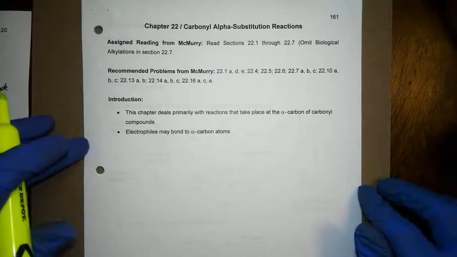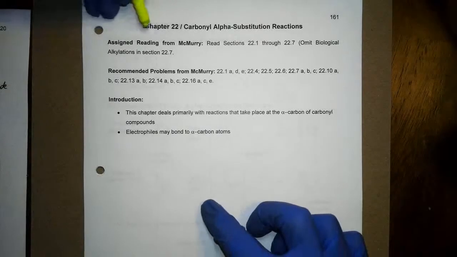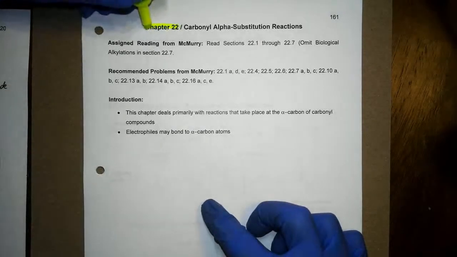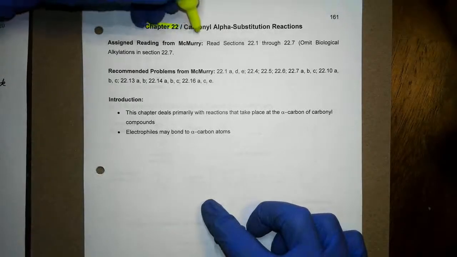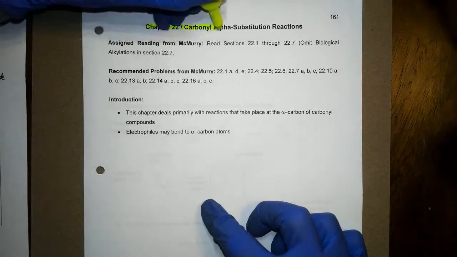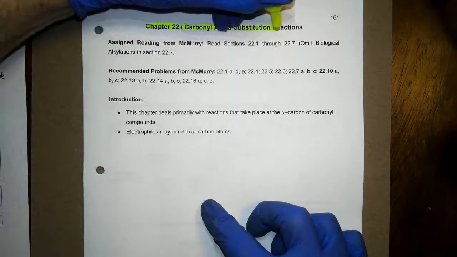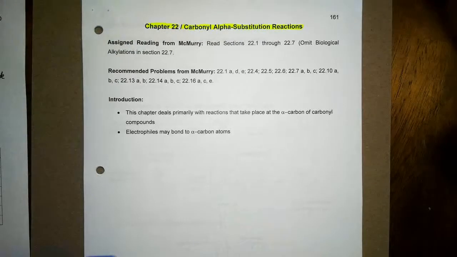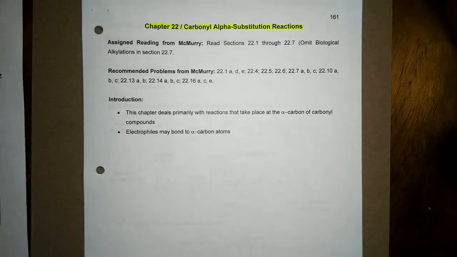Okay, we're going to start chapter 22, which is entitled Carbonyl Alpha Substitution Reactions, okay? And that'll be the theme for the balance of the semester. We're going to talk about these kinds of reactions. So I'm on page 161 of your lecture notes.